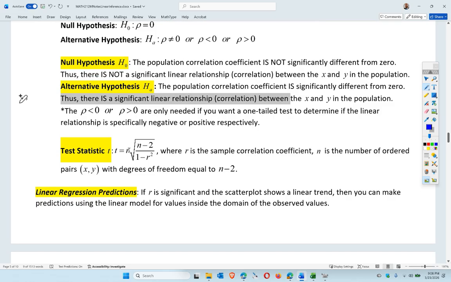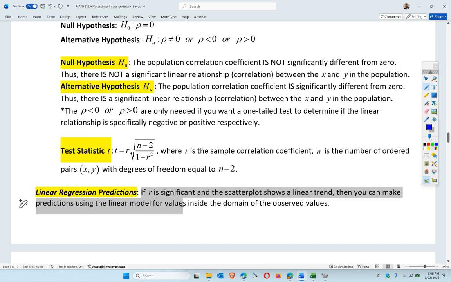Okay, and remember what you do once you've assessed that the model is linear by doing the hypothesis test, right? You have to think about the linear regression predictions. What can I use this model for? So if r is significant, if the scatter plot shows a linear trend, then you can make predictions using that model, the y prime or the y hat equation, assuming that what you're doing is in the domain of observed values. You can't go outside of those values.